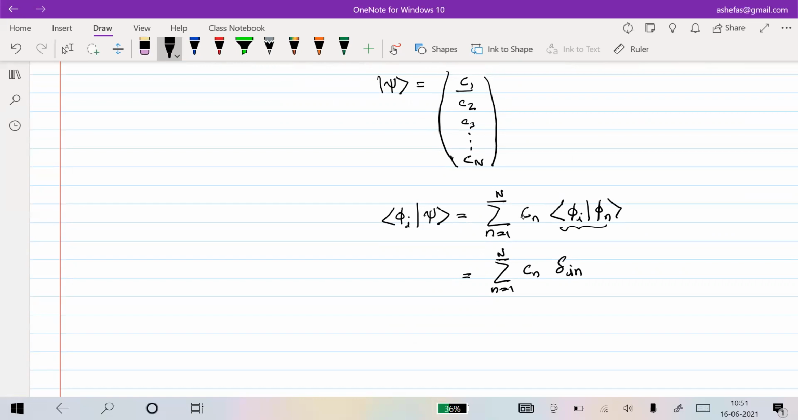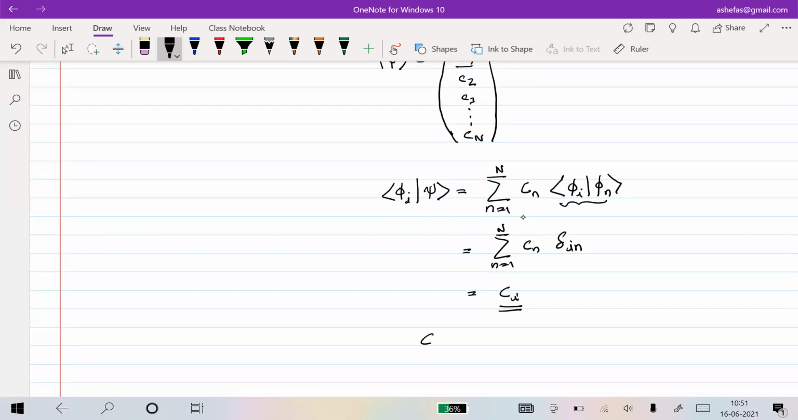So here n is running from 1 to N. Among this summation, at some point n can become i. When n becomes i, this would be 1. All other times it is 0. Therefore, this summation would give the result c_i. So this expansion coefficient c_i can be written as the inner product ⟨φ_i|ψ⟩.